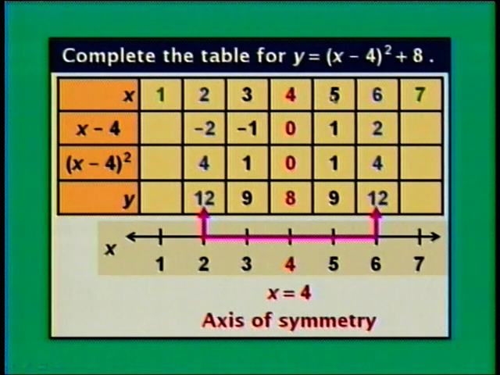Let's see it one more time. Let's go 3 units left and right of our axis of symmetry. Now, when x is 1, 1 minus 4 is negative 3. When x is 7, 7 minus 4 is positive 3. The square of each of those numbers is 9, and when we add 8 to 9, we see that the y-coordinate at both x equals 1 and x equals 7 is 17.